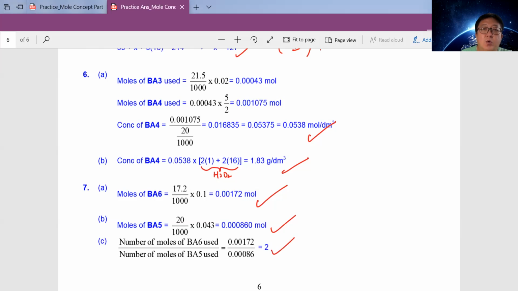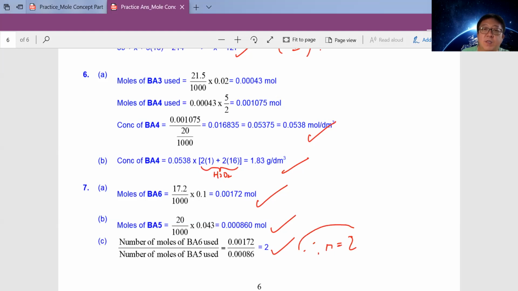You get 2. Your N equals 2, correct? The ratio of BA6 to BA5 is 2. That means you need 2 moles of HCl to neutralize this base. The only reason is because in the formula of this base, N must be 2.